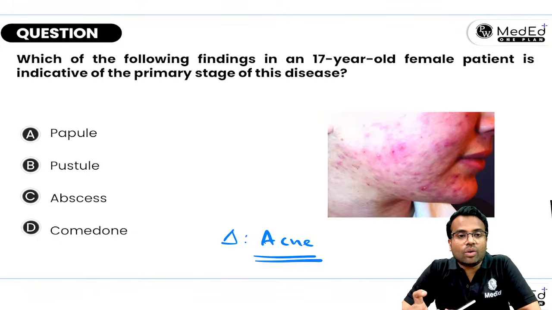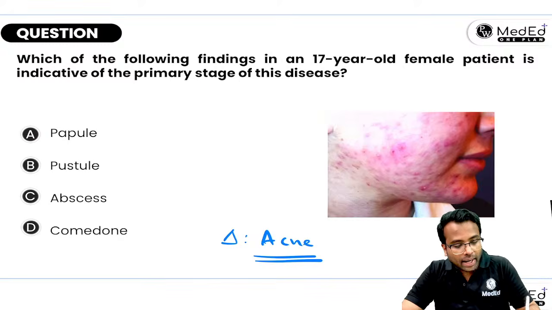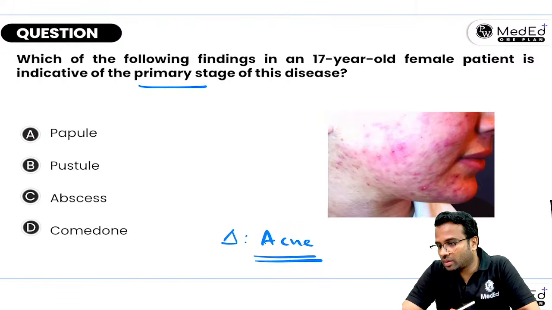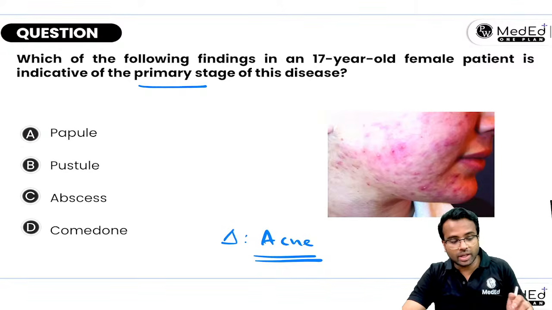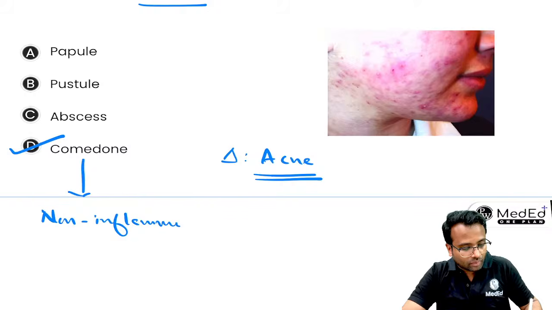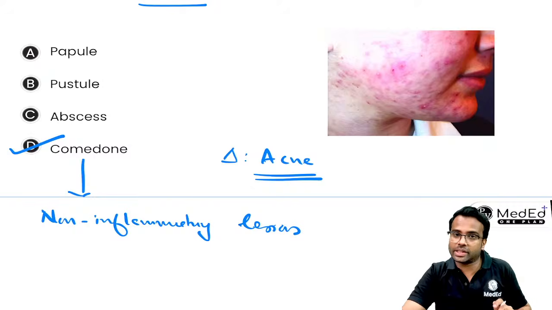So in acne, what is indicative of the primary stage of the disease? Is it a papule, a pustule, some abscess or a comedone? Yes, Puneet says it is comedone. Dr. Inara Simha, Avinay, all of you are answering. Yes, so here the correct answer should be a comedone, because these comedones are non-inflammatory lesions, and they are seen in the primary stage of the disease.